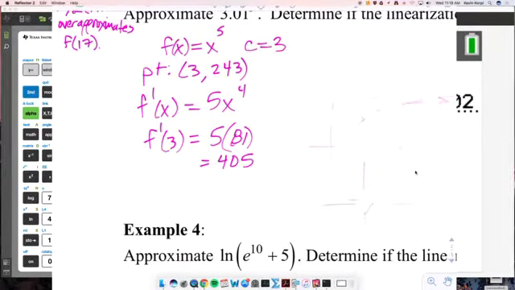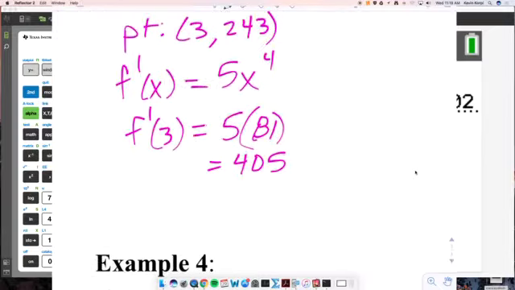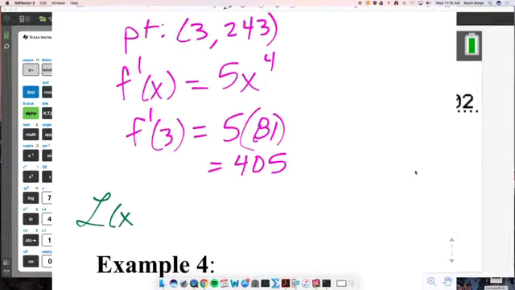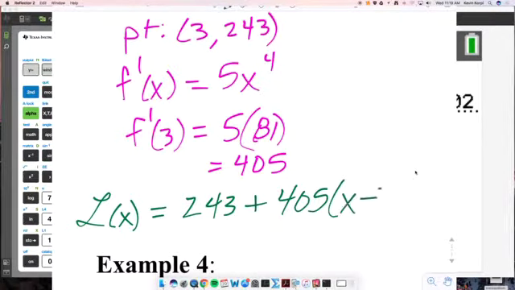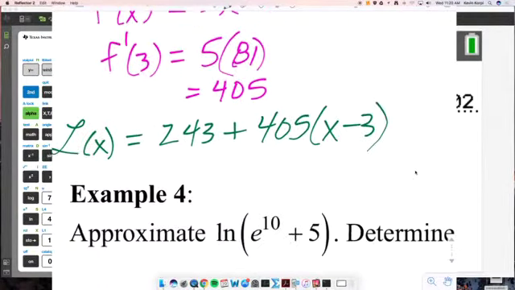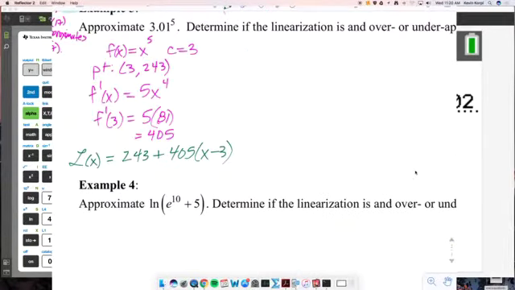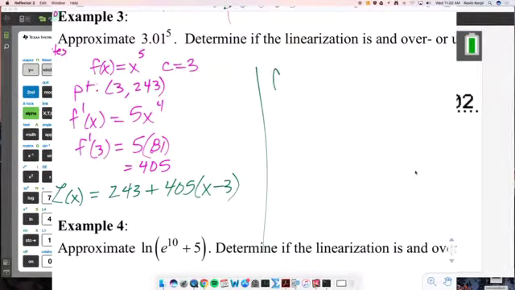All right, so let's go ahead and write the equation. Call the equation now L of x because it's the line. And you get the y value of 243 plus the slope of 405 times x minus 3. And now the notation starts, all right? The function value at 3.01 is approximated by the linear function at 3.01. So that would earn a check just by itself.